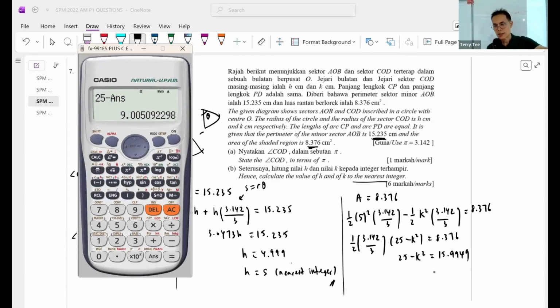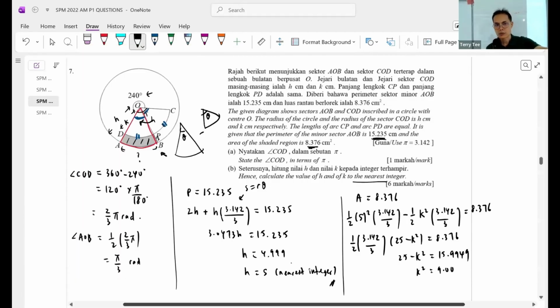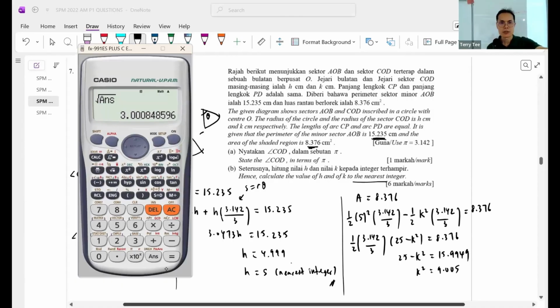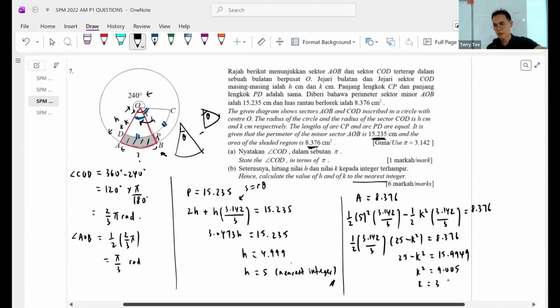K squared is 9.005. You can put more decimals also. Then square root it, the answer should be 9, square root 9 is 3, 3.00. We just write 3, nearest integer, because the question asked for nearest integer. The number is not nice, but I would say the question is not difficult.